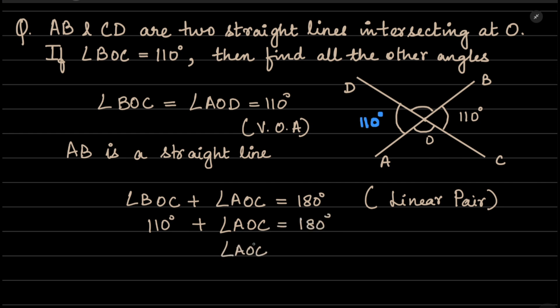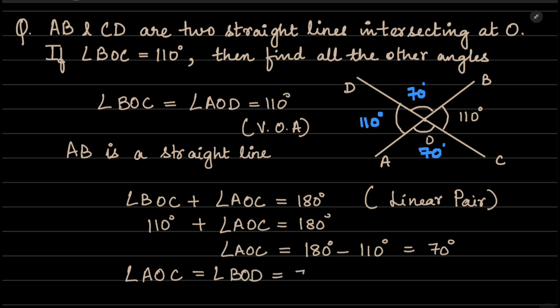Therefore, angle AOC, this angle, this plus this is what I am talking about. 110 plus AOC is equal to 180 degree, right? So AOC is equal to 180 degree minus 110 degree, which is nothing but 70 degree. So if this is 70 degree, this is also 70 degree, correct? Because they are vertically opposite. So you have to write angle AOC is equal to angle BOD is equal to 70 degree. And reason, it's because they are vertically opposite angles.